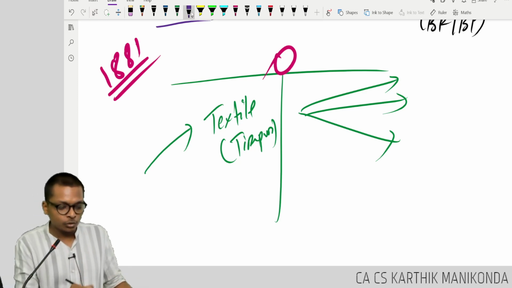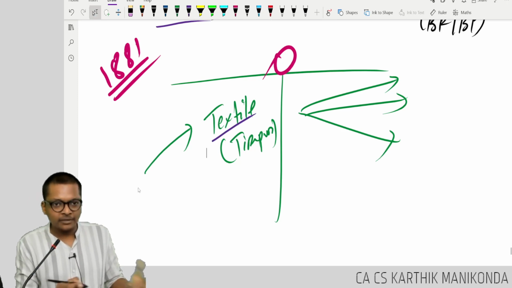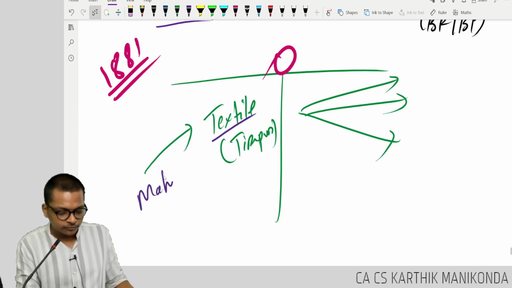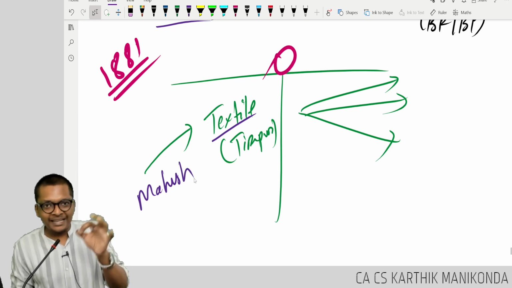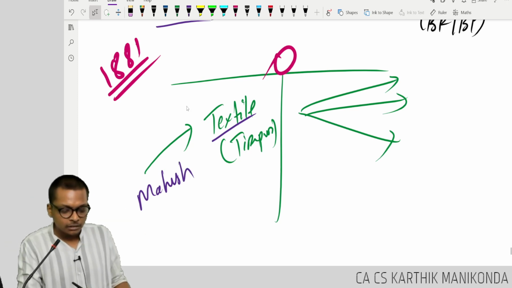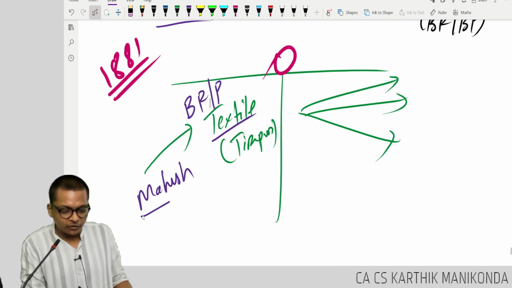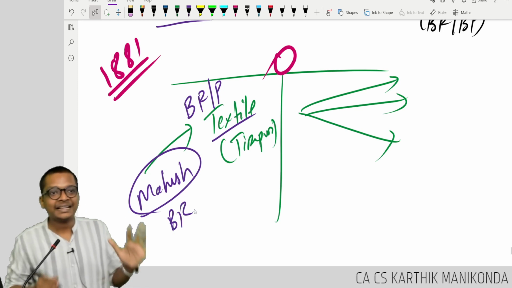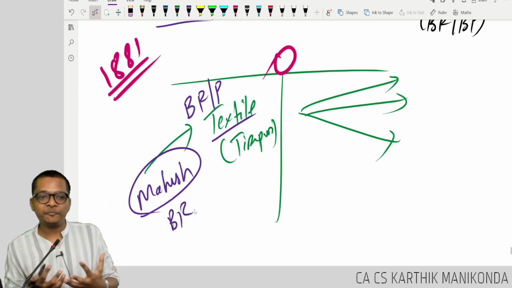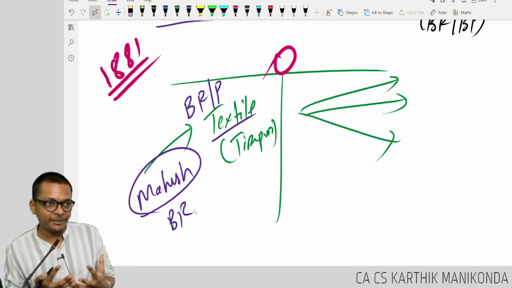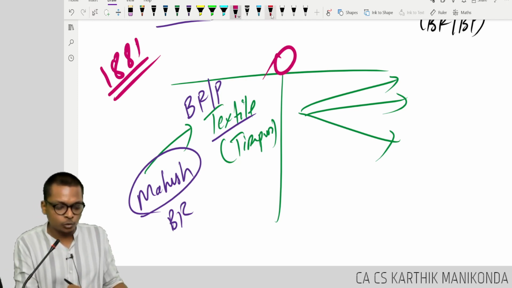So what he will do, let's say he is buying clothes from, for example, Mahesh. To Mahesh, he will give one bill. For Srijit, it's a bills payable. For Mahesh, it's a bills receivable. We all know the basics of bills in accounts. You know the basics of bills. You learned them left, right, center, in school also.